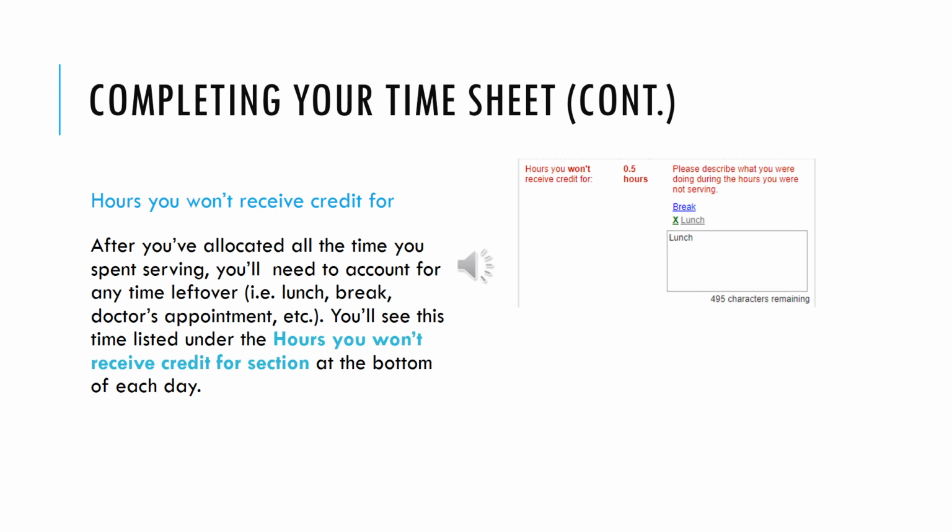When you are filling your timesheet out for every day, you will see in red at the bottom the hours you won't receive credit for. So after you have allocated all the time that you have spent serving for that day, you will also need to account for any time that's left over. Like on the example that I showed you a few slides up, I came in at 8 and I left at 4:30, and there was a half hour where I did not receive credit, and that was because I took a lunch. So you see that half hour here in red.